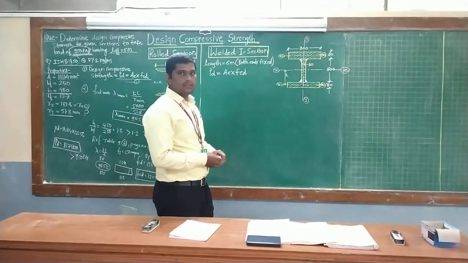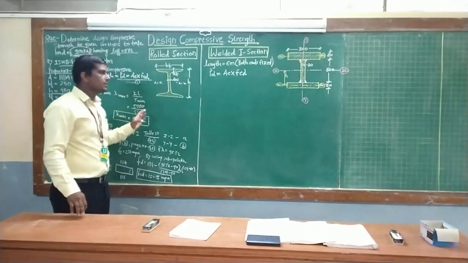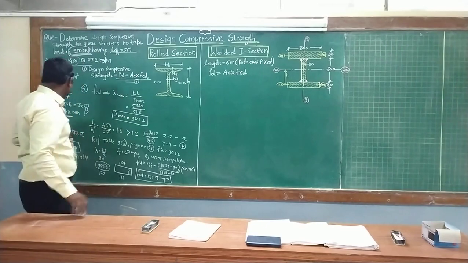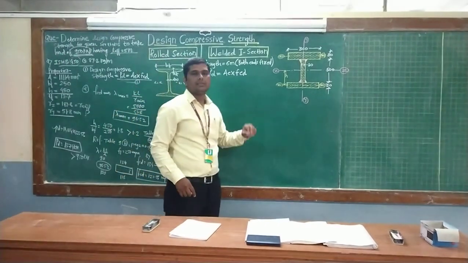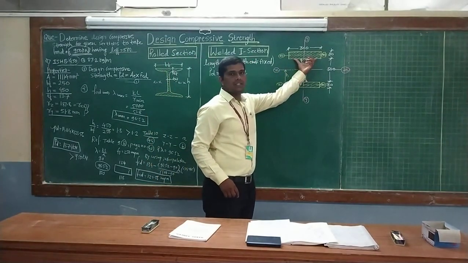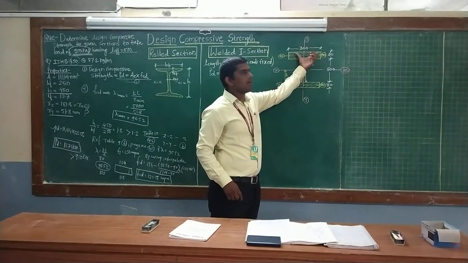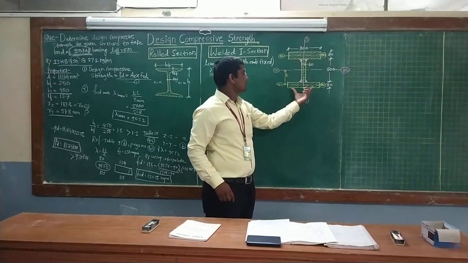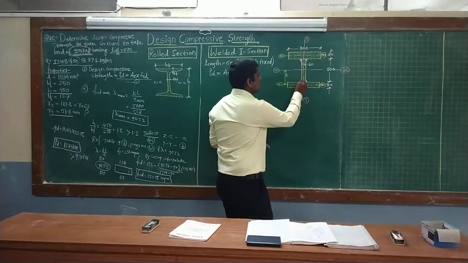Today we are going to learn another numerical on welded I section. In the previous lecture we studied the rolled steel section and found the design compressive strength, that is Pd. The cross section given has a top flange with B equal to 300 mm and depth 30 mm, and a bottom flange, which are joined by welding.